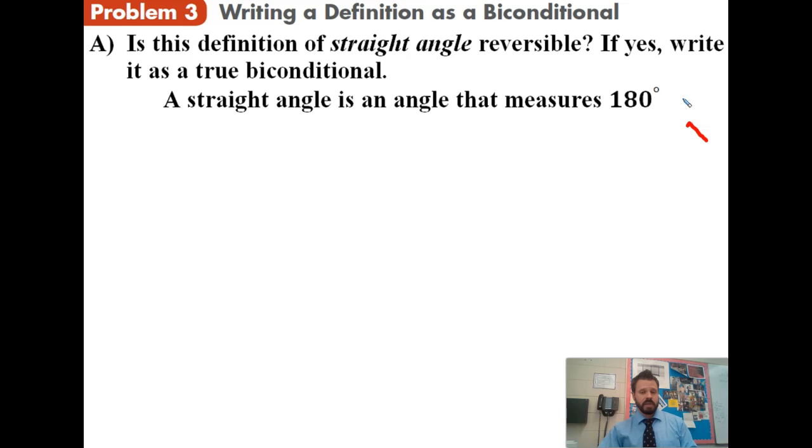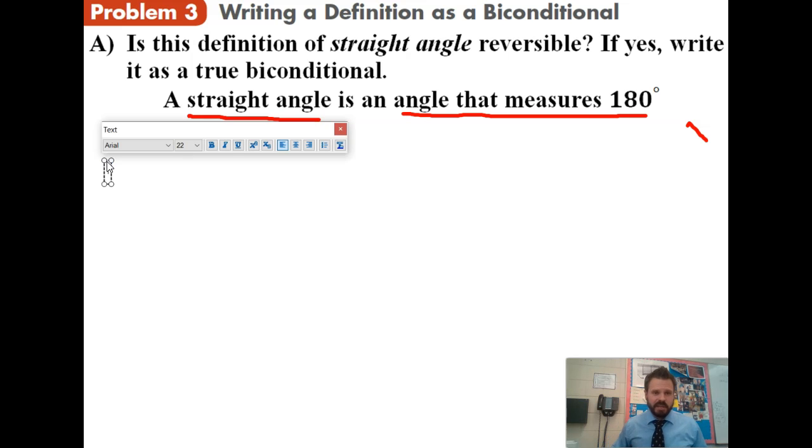And that is true. Now, if I go the other direction, I get something true as well. If an angle measures 180 degrees, then it is a straight angle. Okay, that's true. So I could say that this statement is reversible. Therefore, it makes sense to write it as a biconditional. To do that, we need to split it up into the two different subjects or the two parts it's talking about. We've got straight angle, and we have angle that measures 180.